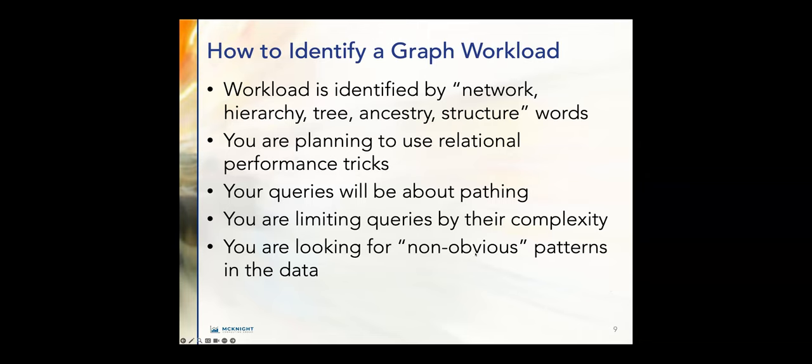So how do you identify a graph workload? Well, when I hear these words, network, hierarchy, tree, ancestry, or structure, then my ears tend to perk up. And I tend to think, maybe we're talking about something that is good for a graph database. If somebody is describing their business issue in these ways, or if you are planning to use relational performance tricks, or if your queries are going to be about pathing, what's the best path? How do I get there from here most efficiently? Or you are limiting queries because they're so complex. Maybe you're doing the workload in a relational database, but it's gotten really complex when it comes to your queries. And when you look at your queries, you can see it has to do with all these relationship types of things. And if you're looking for non-obvious patterns in the data, you want the database to expose these patterns.